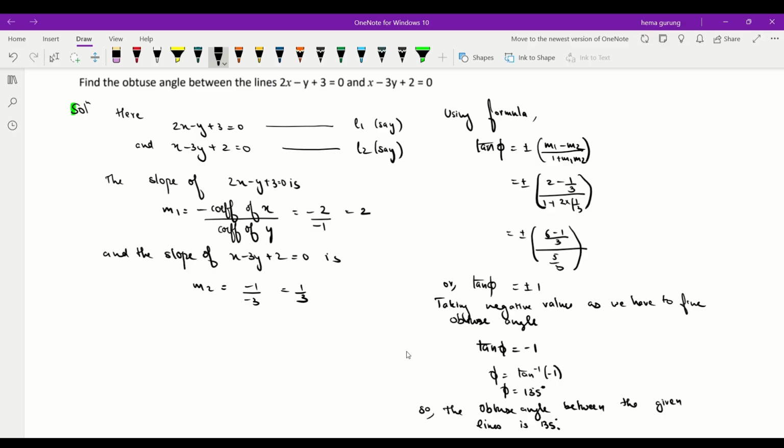I hope it's clear. So now you will be able to find the angle between any two lines.